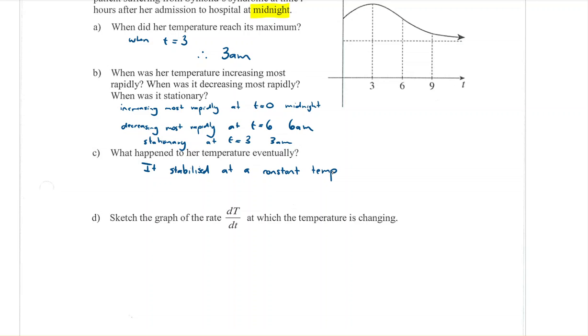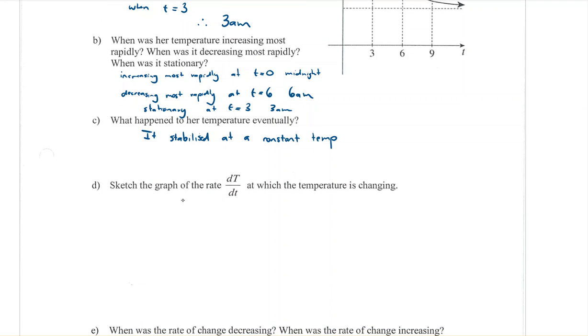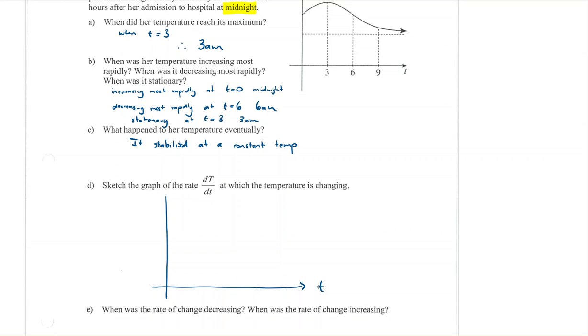Part D, sketch the graph of the rate dT over dt, where capital T is for temperature, little t is for time, at which the temperature is changing. So we are just drawing one graph in here, just the rate one. Because we've already got the time one up in the top corner, what's happening there is happening over 9 hours. So we're going to keep that same scale for the t axes. So 3, 6, 9.